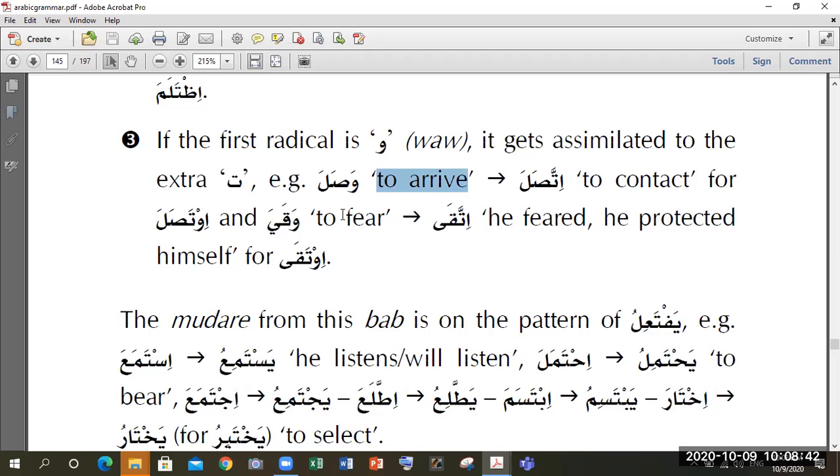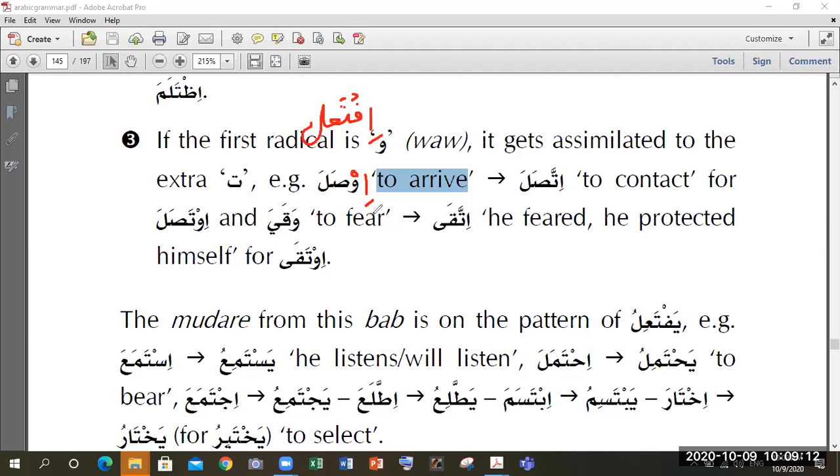Now, if we want to put it in the same pattern, the pattern of Bab Ifta'ala, because we are studying Bab Ifta'ala, what do we do? I will take this only. We add one alif with kasra, if, and we give sukoon to the fa kalima. So the fa kalima is the waw here, we give it sukoon.